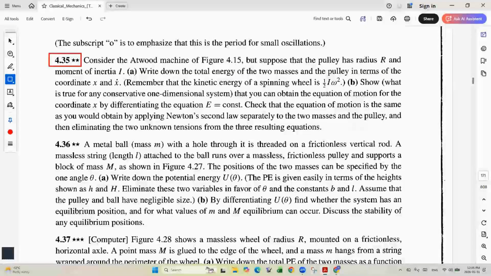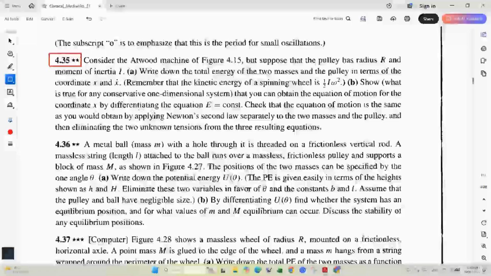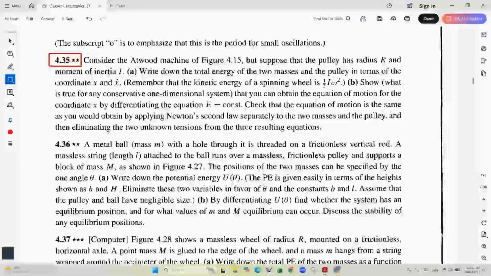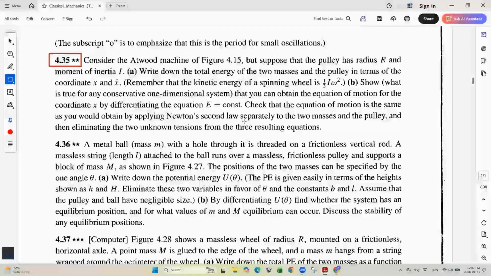Obtain the equation of motion by differentiating the equation E equals constant. Check that the equation of motion is the same as you would obtain by applying Newton's second law.